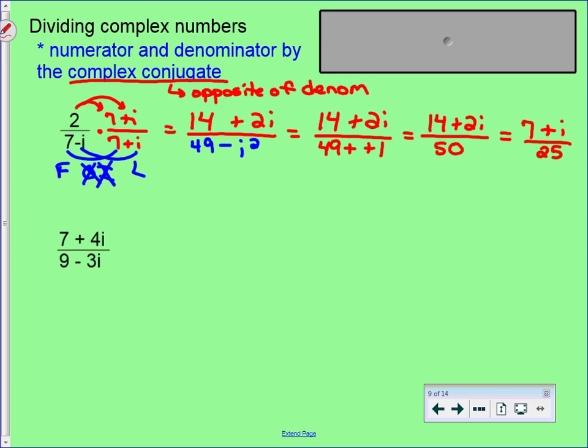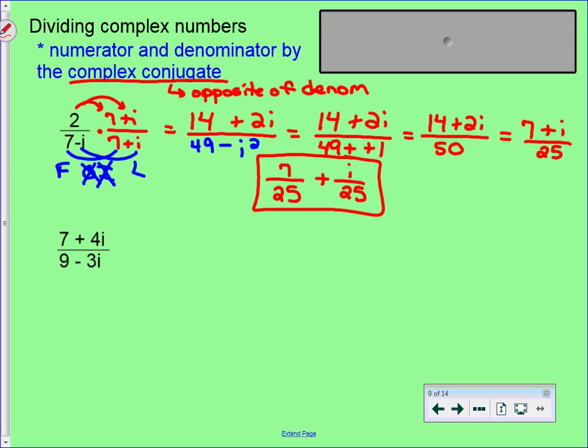Now, technically that is one way to write our answer, but we are still going to write our answer in standard form, which means we have to break this fraction up into two. So we have just the real part added with the imaginary part. That 25 goes to both of your parts in your numerator, and you end up with a 7 over 25 plus an i over 25.